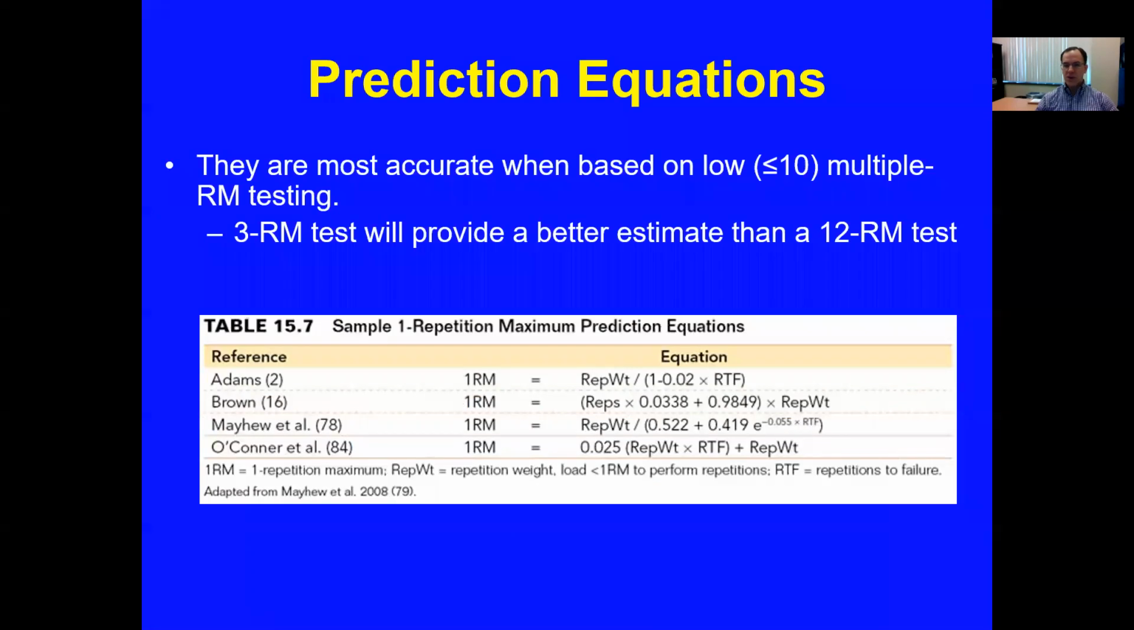Now you can use prediction equations. Something to keep in mind, prediction equations are most accurate when based on low multiple RM testing. So for example, the 3 RM test will provide a better estimate than a 12 RM test because you're closer to the 1 RM, the 1 repetition. These aren't too commonly used, but they're in your book.